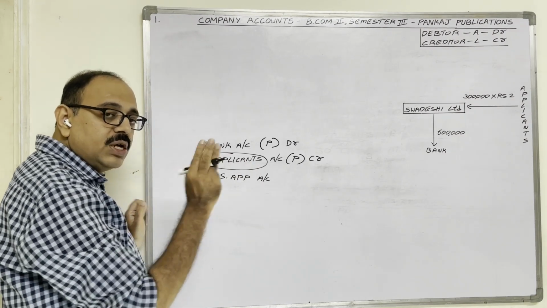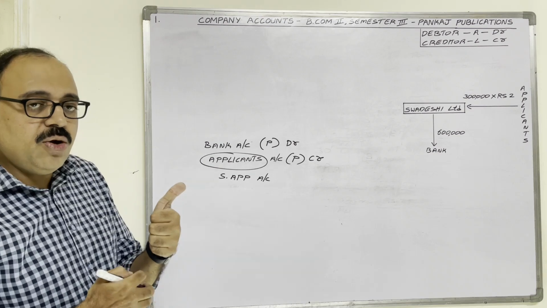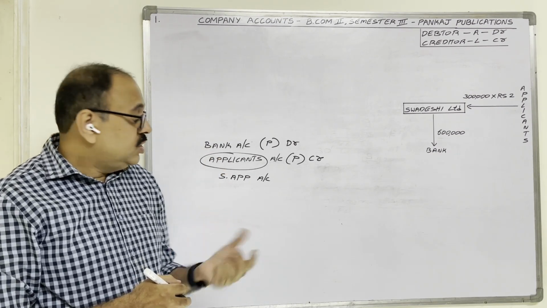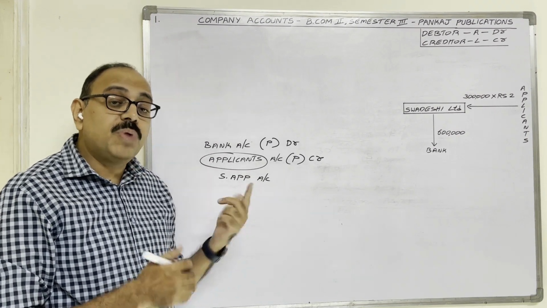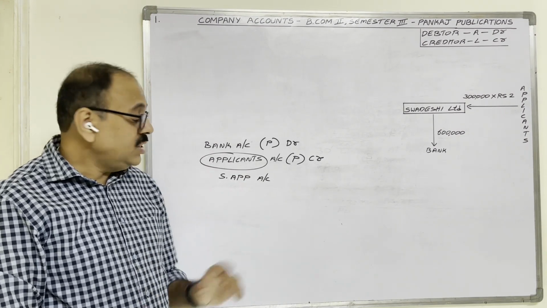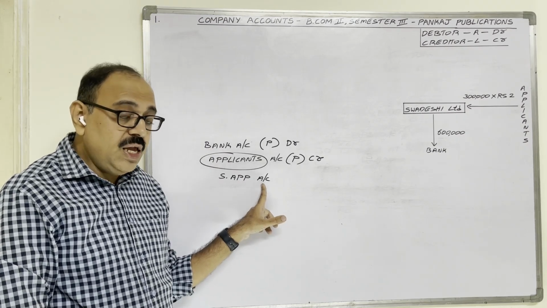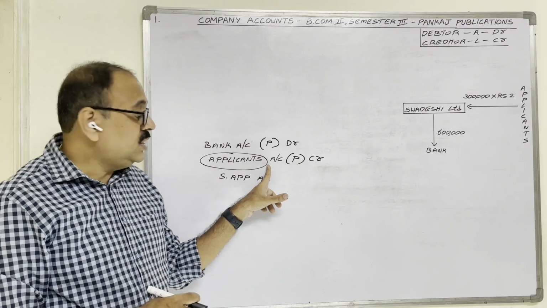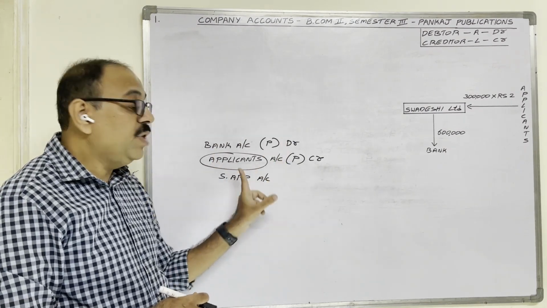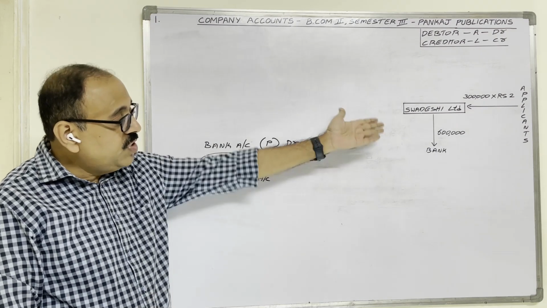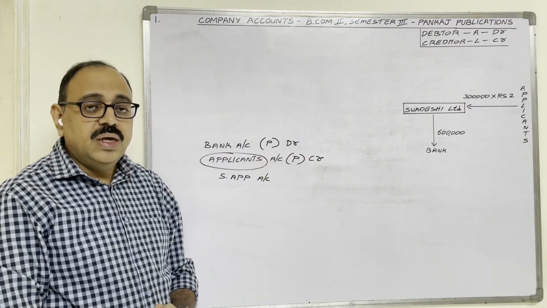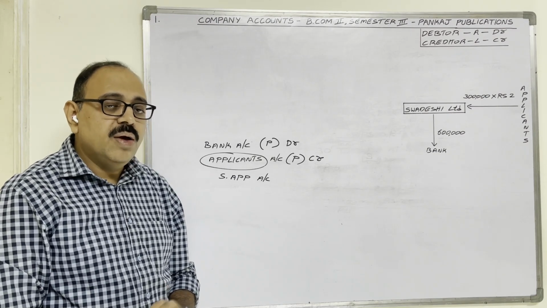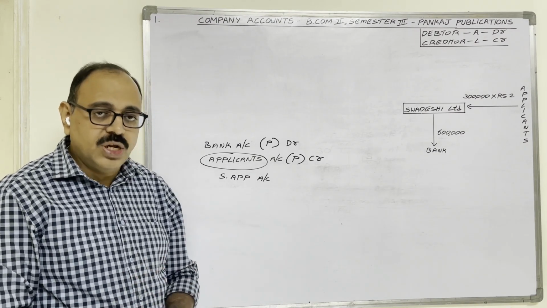Personal account is of 3 types: natural personal account, artificial personal account, representative personal account. Share application account comes under representative personal account because this word is representing the names of these 20,000 applicants. So the final entry is bank account debtor to share application account. How much money are we receiving? 6 lakh rupees. Why is bank debited? Because as per the personal account rule, the banker is a receiver, therefore bank account is debited.